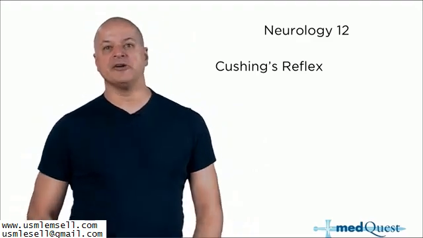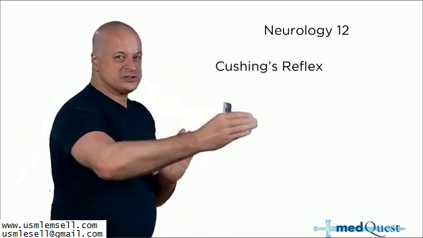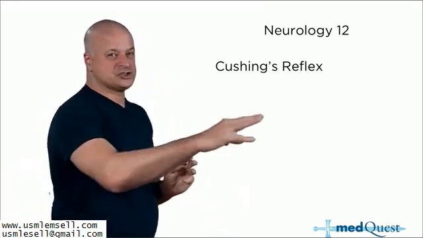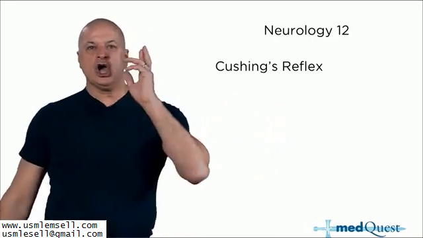Next one. Remember, 12th cranial nerve defects deviate towards the defect. Your tongue points towards the defect. Your tongue points towards the side with the defect.